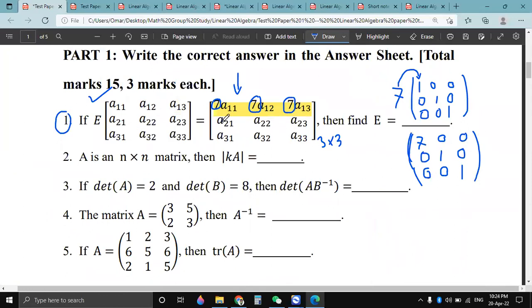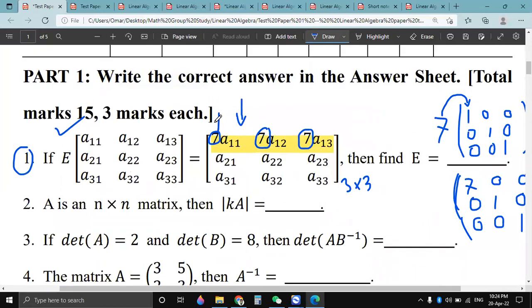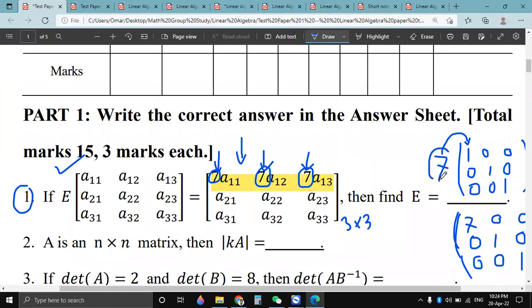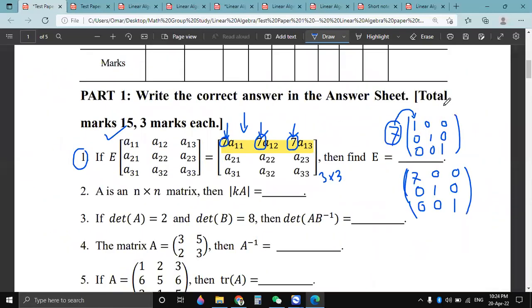So you see, we just have a look at where the changes have taken place, and then we multiply that number with the corresponding identity matrix. Okay, so this way we find the solution.